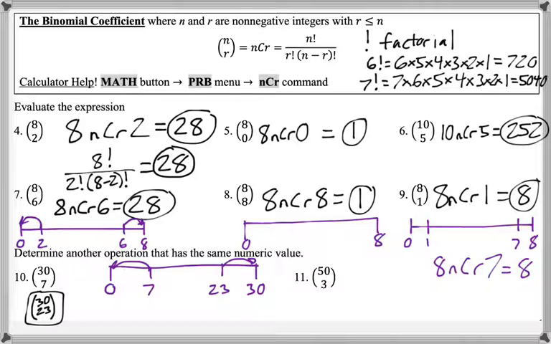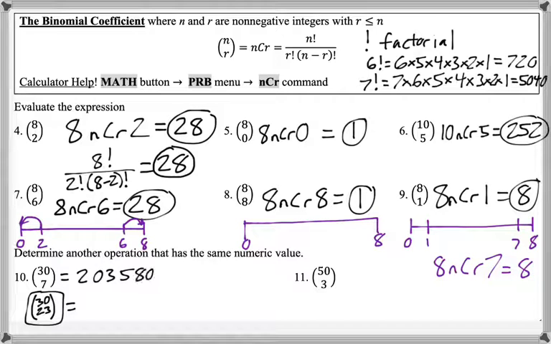Now if you want to check your work, you can, because if we type these both in on the calculator, they should both be equal to 2,035,800.